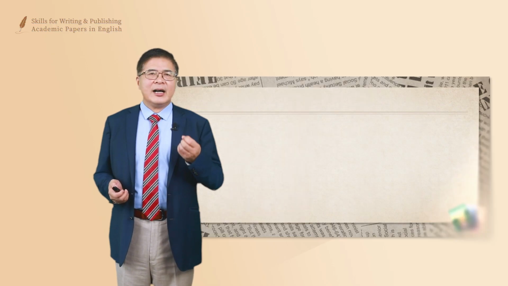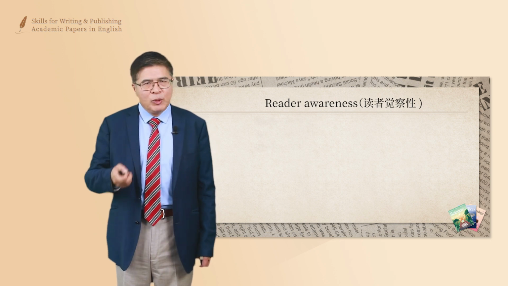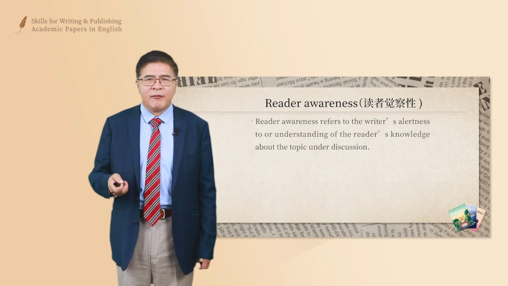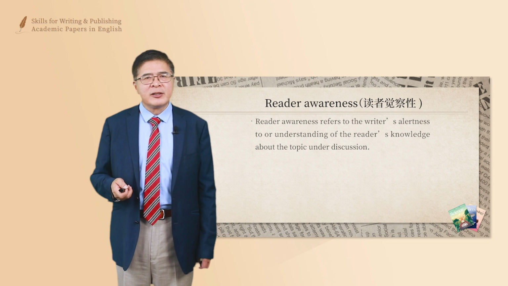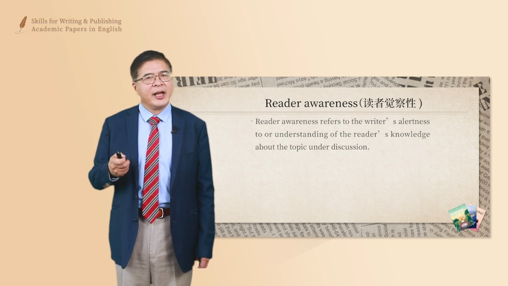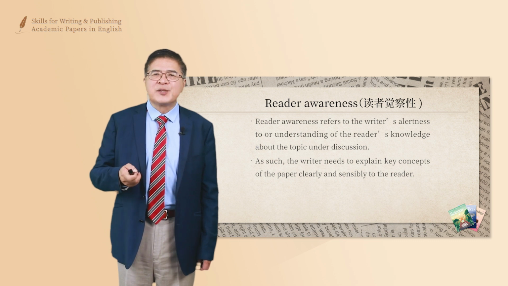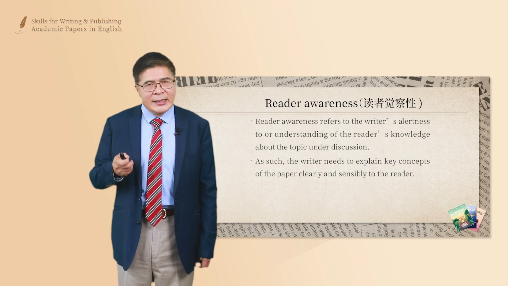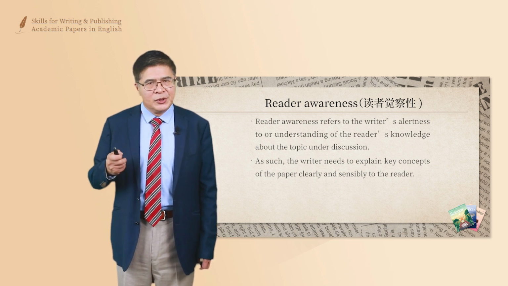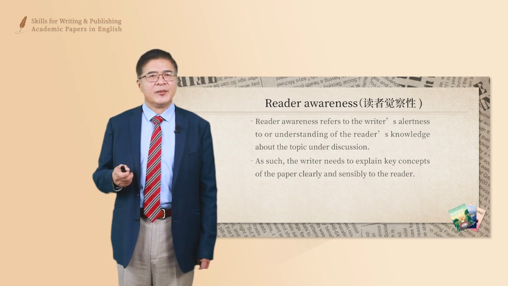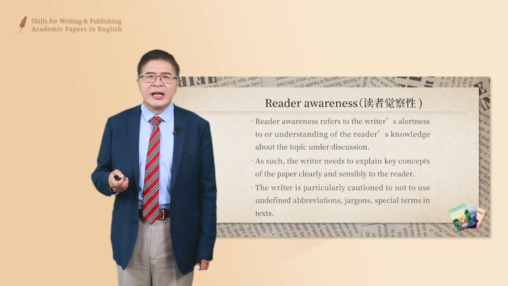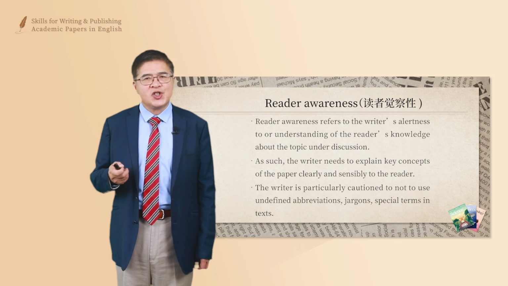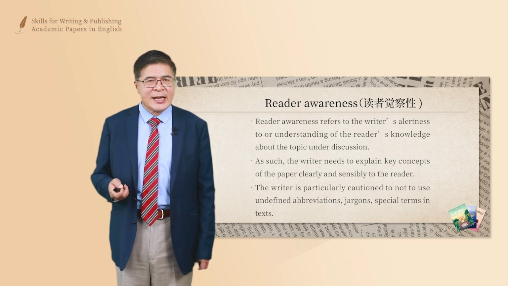All right, the ninth thing a writer needs to keep in mind is reader awareness, which refers to the writer's alertness to or understanding of the reader's knowledge about a topic under discussion. As such, the writer needs to explain key concepts of the paper clearly and sensibly to the reader. Don't take things for granted. The writer is particularly cautioned to not use undefined abbreviations, jargons, and special terms in texts.